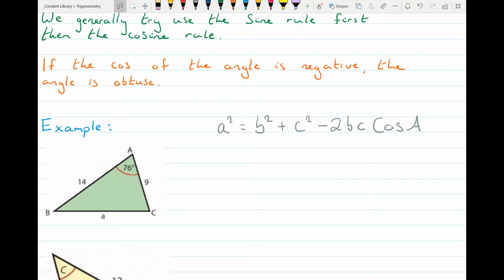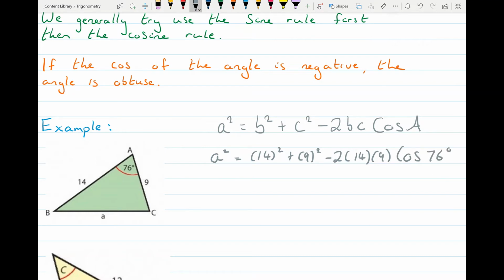Let's look at two examples. In the first one here, I have my formula written out, and I'm going to say that side a is here, and I've identified that as side a because it is across from the angle that we know. So a squared equals 14 squared plus 9 squared. It doesn't matter if you assign b or c to 14 or 9, it doesn't matter which way around, minus 2 times 14 times 9 cos of 76.